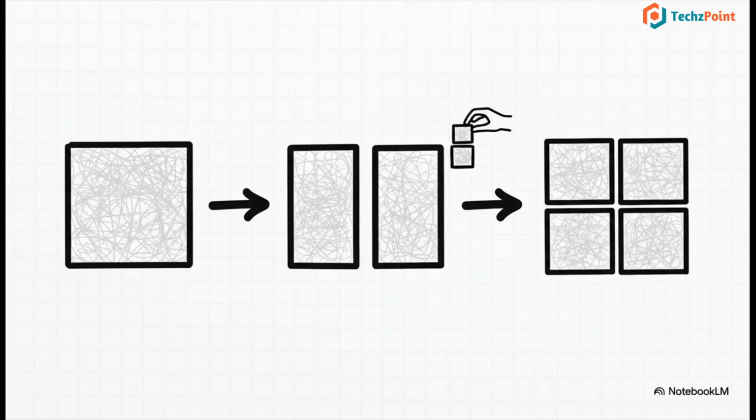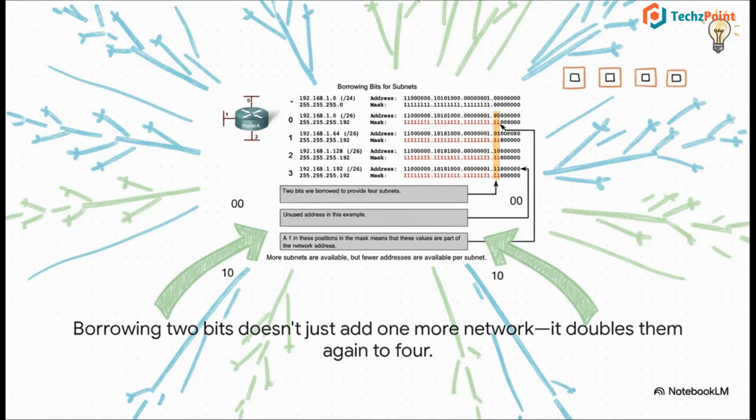Okay, but what if two networks isn't enough for you? Well, the beautiful thing about this system is how it scales. If you need more, you just do it again. You just borrow another bit. So when we borrow a second bit, we're not just adding one more network. We now have two bits to play with, which gives us four possible combinations, right? 00, 01, 10, and 11. And just like that, we've turned our original one network into four distinct subnets.